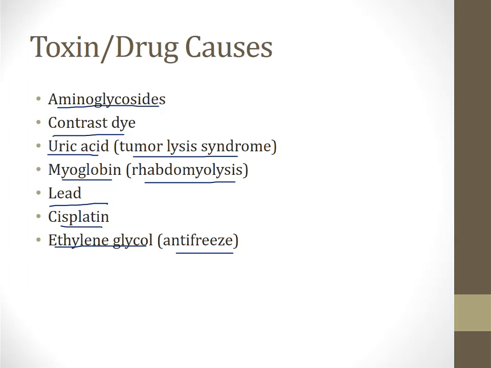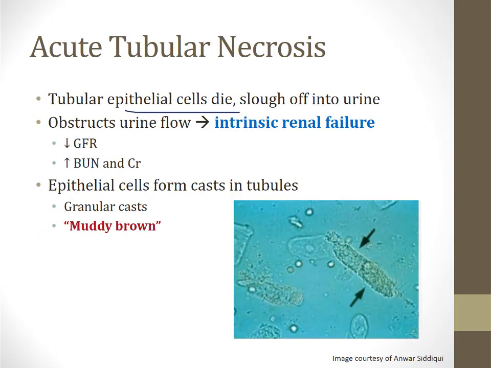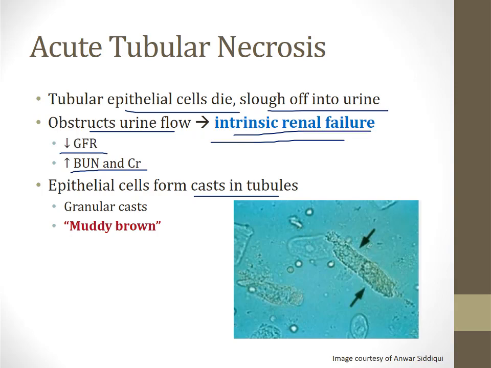gap metabolic acidosis. In tubular necrosis, the epithelial cells die and they slough off into the urine, and they obstruct urine flow through the nephron, and this leads to intrinsic renal failure. I talk about different types of renal failure in another video, but ATN is a form of intrinsic renal failure. The GFR will fall and the BUN and creatinine will rise. You will also see evidence of epithelial cells in the tubules when you examine the urine. So the epithelial cells form casts as they move through the tubules, and you can see these if you examine the urine of a patient with ATN.